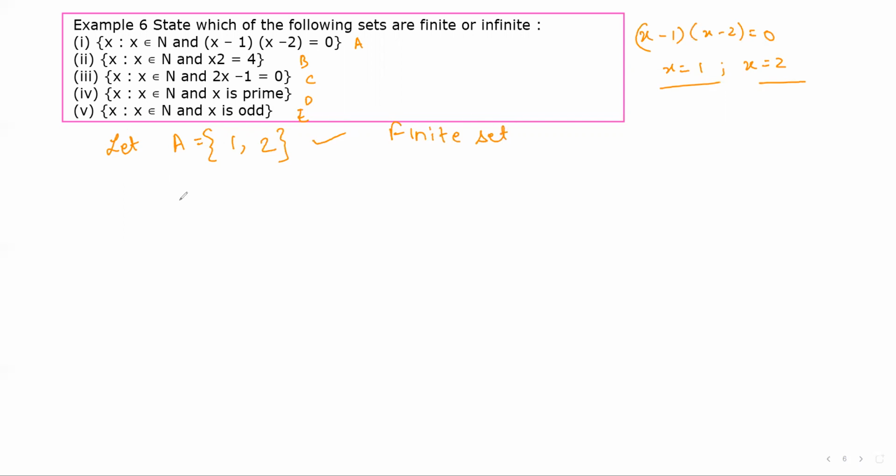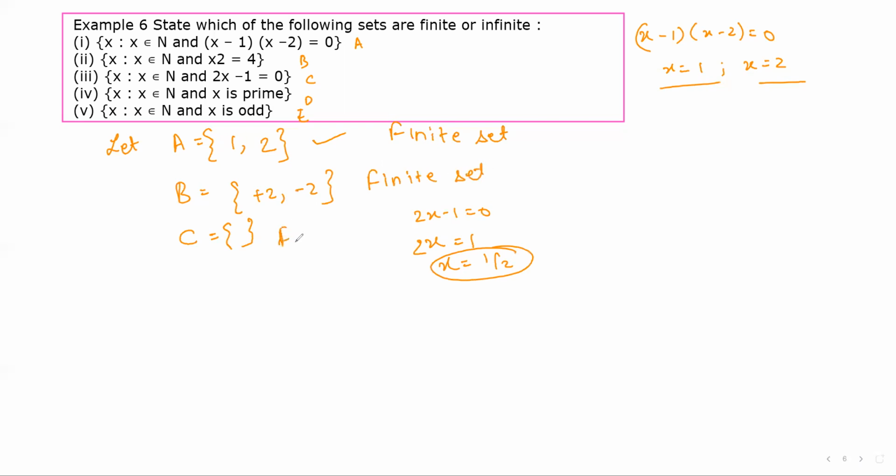Second, B: x belongs to N and x square is equal to 4. It's given that x square is equal to 4, which means x will have two values, plus or minus 2. Plus 2 and minus 2. C: 2x minus 1 is equal to 0, which means 2x is equal to 1, so x is equal to 1 by 2. But it's given that x is a natural number, and 1 by 2 is not a natural number. So this is a null set. Again, B is a finite set with finite elements, and C is a finite set.